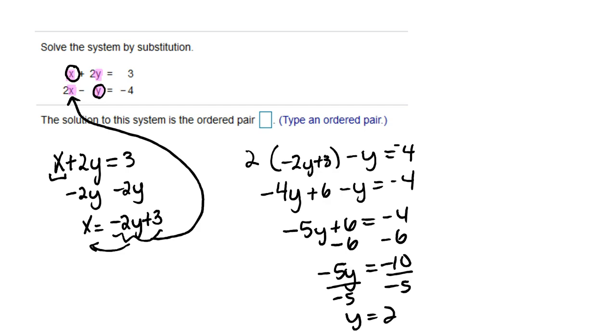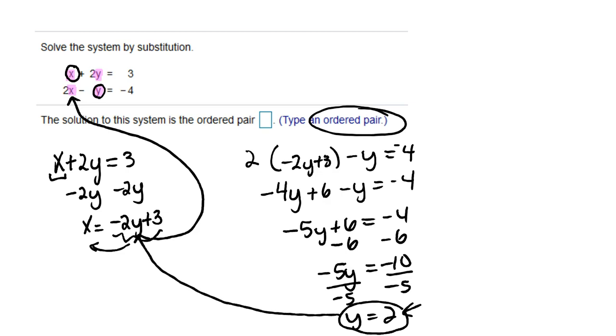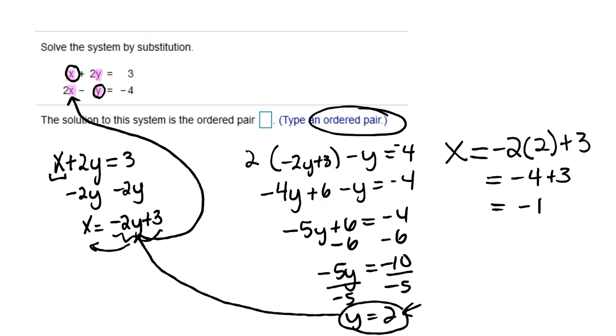So my solution is an ordered pair. I don't have the ordered pair yet. I only have one coordinate of the ordered pair. I need to find the other coordinate. So I'm going to take this y equals 2 and do what's called back substituting. I'm going to substitute this y back in over here. That would give me x equals negative 2 times 2 plus 3. X equals negative 4 plus 3, which is negative 1. So now I have that ordered pair, and this is the solution to the system.